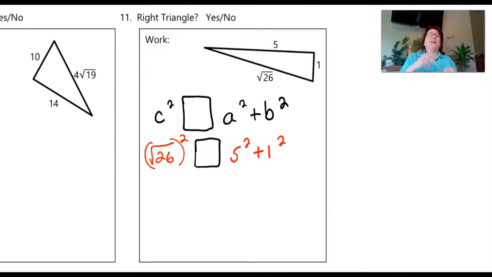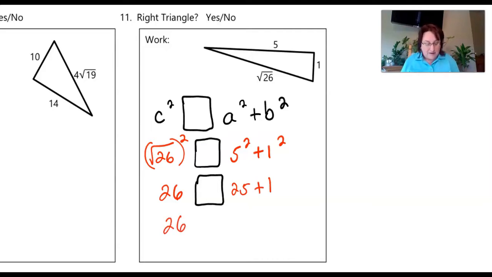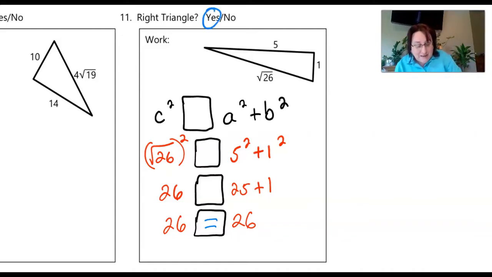Do you guys remember that if I take the square root of 26 times the square root of 26, it just gives me 26? Remember that from rationalizing the denominator, right? Then 5 squared is 25, 1 squared is 1. So we're going to see here 26, and is it greater than, less than, or equal to? 25 plus 1 is 26. So, hey guys, these are equal. Because they are equal, that means that yes, we have a right triangle.